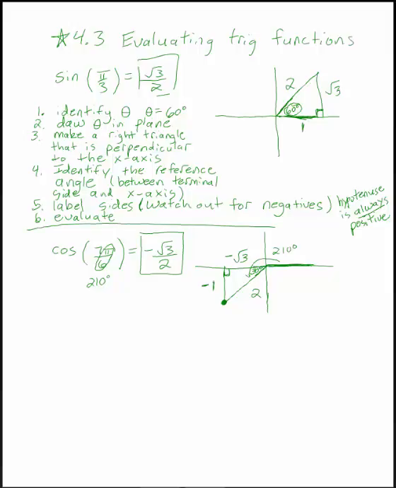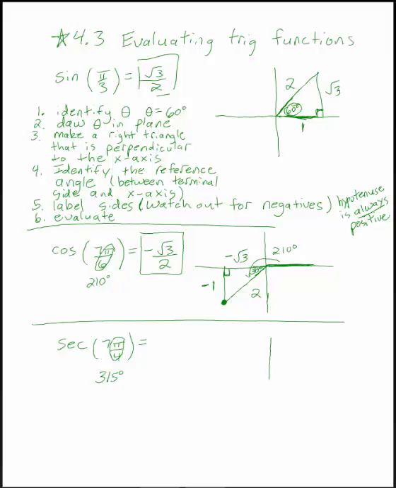So let's try one more. Let's try the secant of 7 pi over 4. Okay, so my theta is 7 pi over 4 radians. What is that in degrees? Pi over 4, that's 45 degrees. 45 times 7, that's 315.